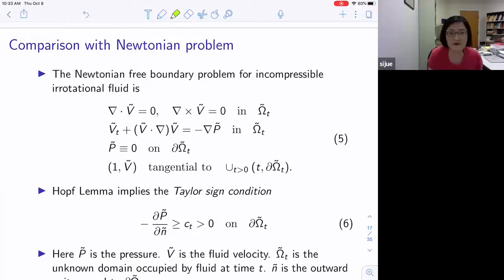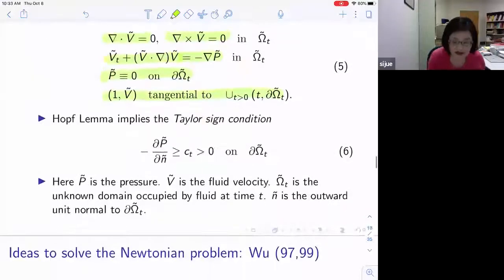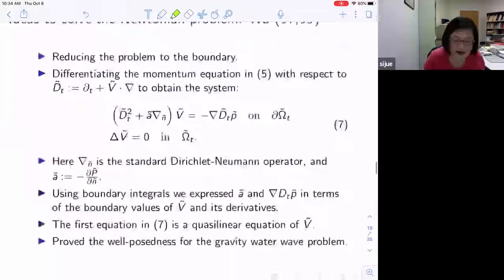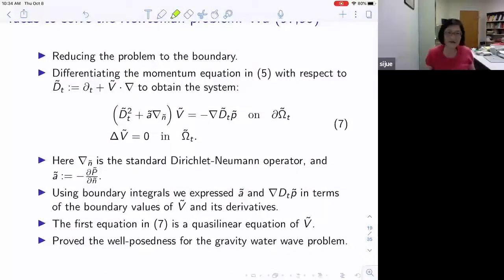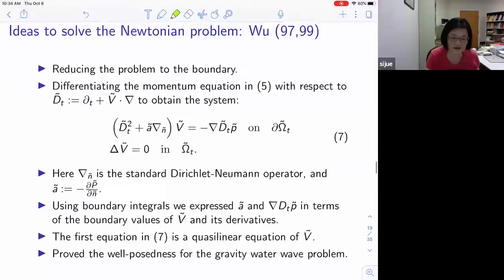So the Newtonian free boundary problem. Here we just write the corresponding system: incompressible, irrotational, with the material derivative connected to the gradient of P. We are just using the model that Christodoulou-Lindblad was talking about, without gravity, and the pressure equals 0 on the boundary, and the particles move along the boundary. In this model, the Taylor sign condition holds automatically by Hopf's maximum principle. And of course, the idea is reducing the problem to the boundary, right? That's for the water waves, the Newtonian version, okay.